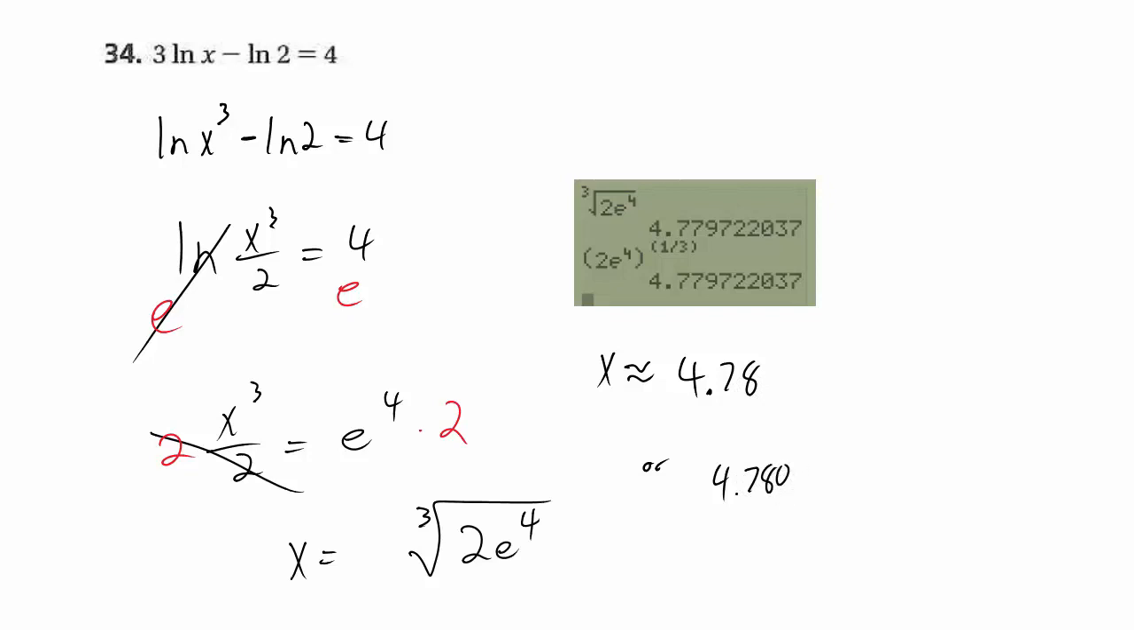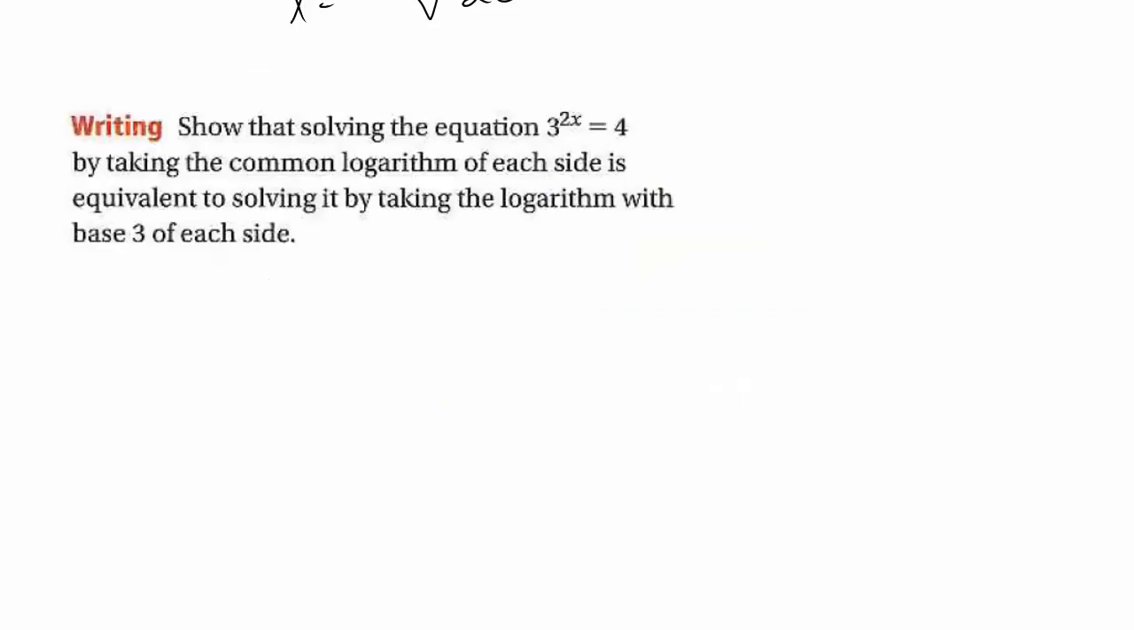For number 35 here, this is just practice and showing that it doesn't matter what base log you use. So if you take the original equation, 3 to the 2x is equal to 4, and you use log base 3 to solve the equation, if I log base 3 both sides, it's nice. It cancels this out, and you get 3x is equal to log base 3 of 4. And then to solve for x, you divide by 3.